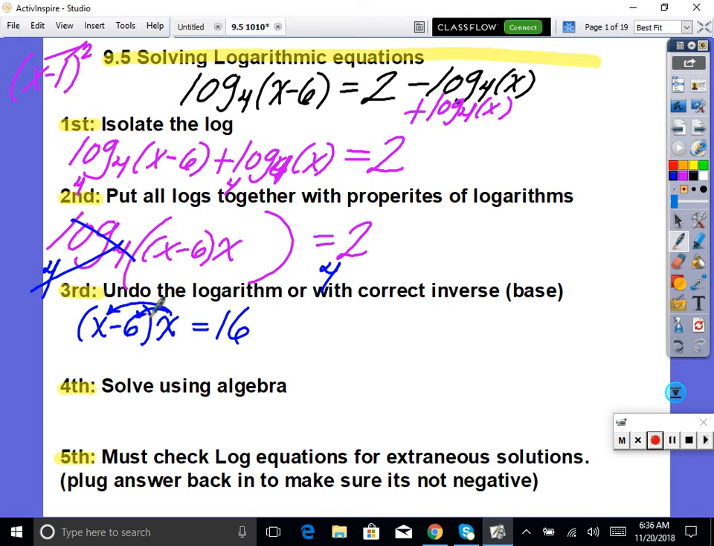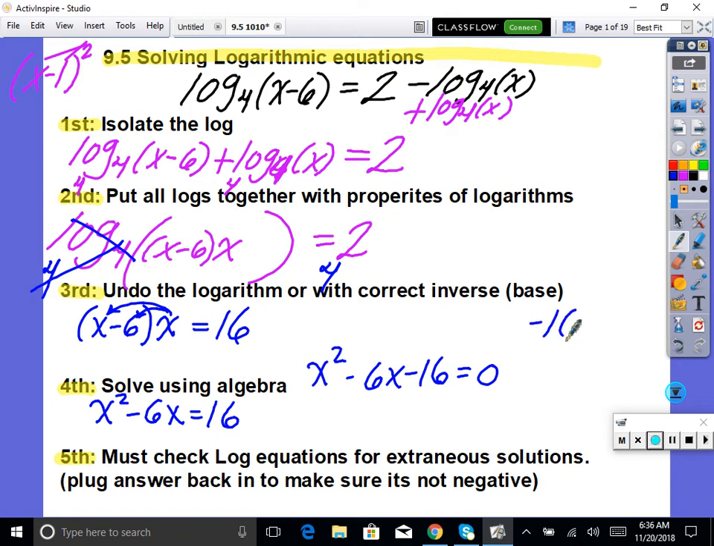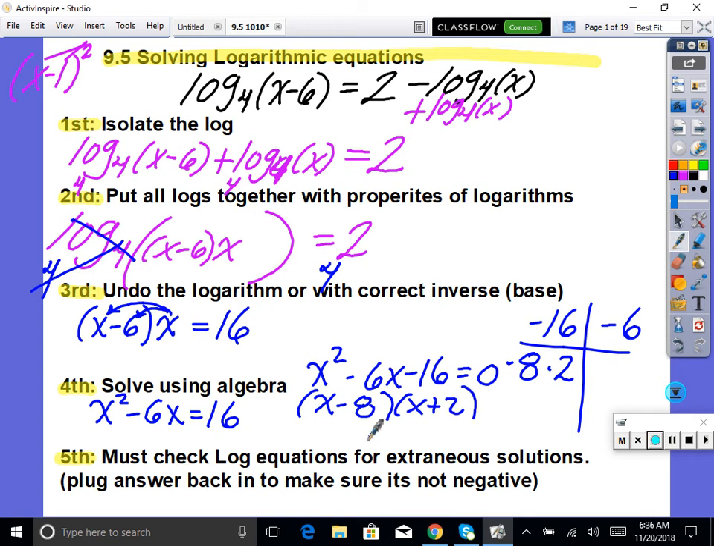So now we can solve. We have x squared minus 6x equals 16. So we have x squared minus 6x minus 16 equals 0. And now we'll factor it. What multiplies to be negative 16 and adds up to be negative 6? 8 times 2, negative 8. That quickly factors to be x minus 8, x plus 2. Therefore, x equals 8 and x equals negative 2.